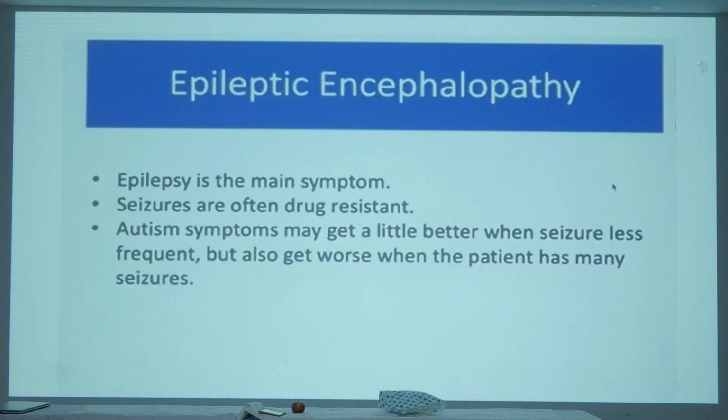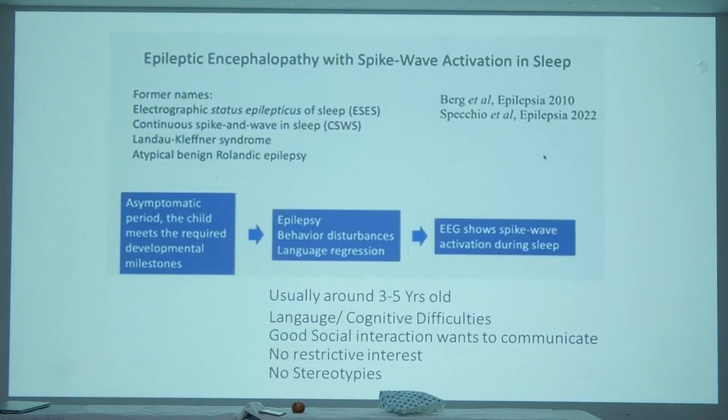In this subgroup, epilepsy is the main symptom. Seizures are often drug resistant. And the good thing is, autism symptoms may get a little better when the seizures are less frequent. But vice versa, they also get worse when the patient has many seizures. This entity I want to specially mention here, that is epileptic encephalopathy with spike and wave activation in sleep.